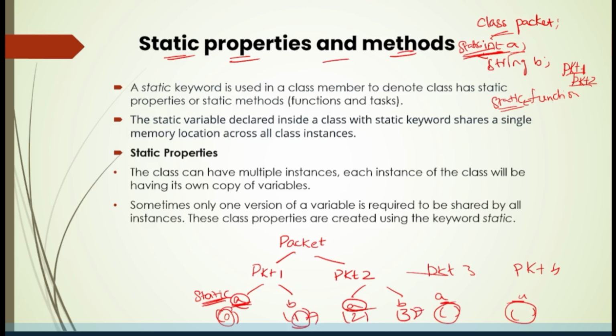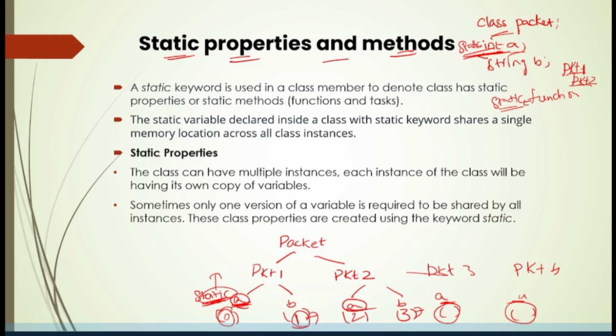That means you can have individual values within B, but for A you can't, because by using the static property you are sharing the memory location among all the handles within the packet. Got my point?